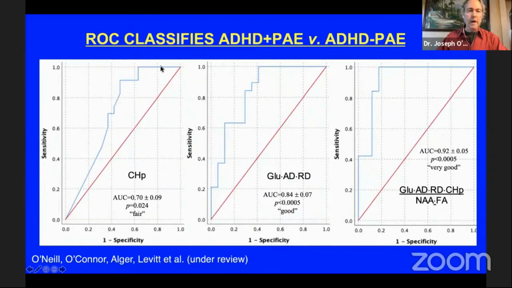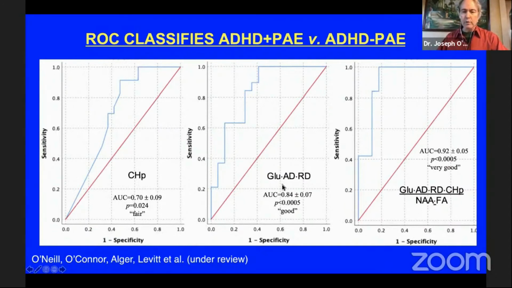We want it to have the maximum possible area underneath it, whereby an area of 50%, 0.5, would be this red line. That would be just a random classification. We're hoping to get above random. When we use the Conners scale itself, the Conners hyperactivity impulsivity, we got an area under the curve of 0.7, which is a significant classification, but is only considered fair. Greater than 0.70 is only fair by the standards of ROC.